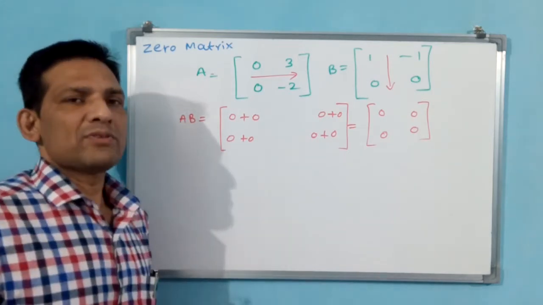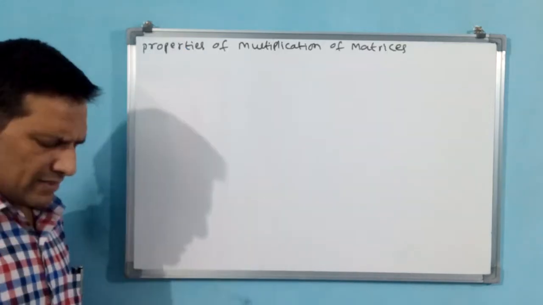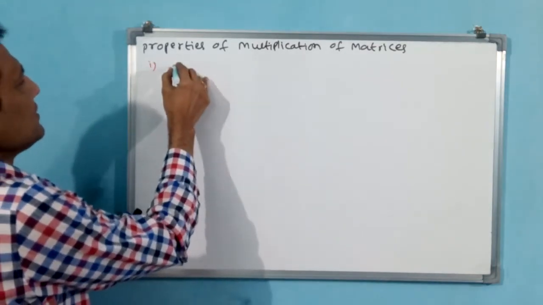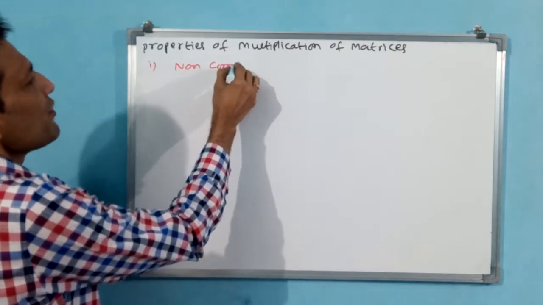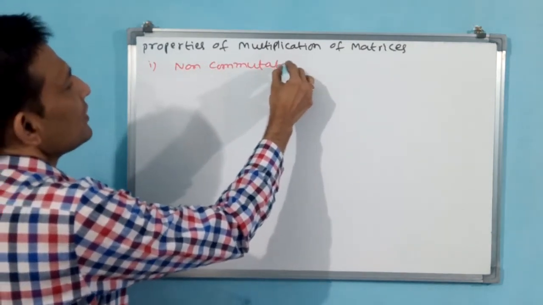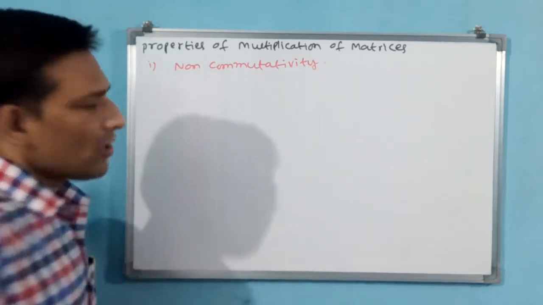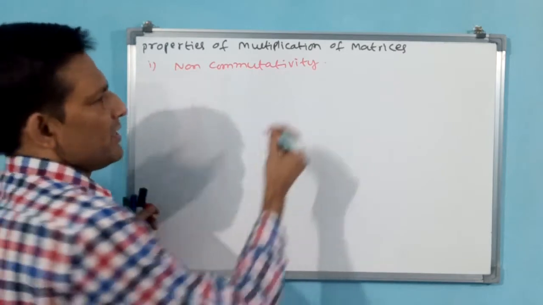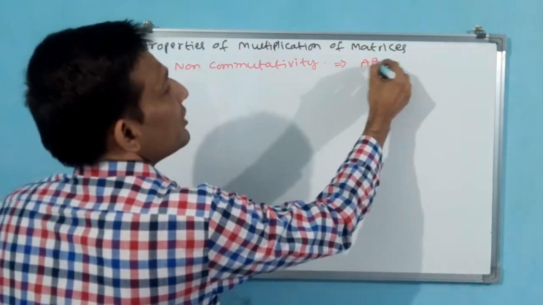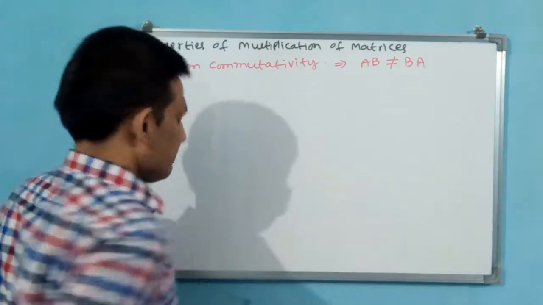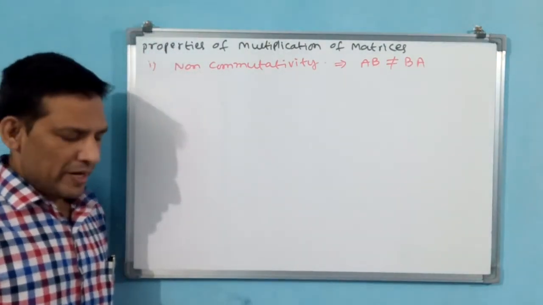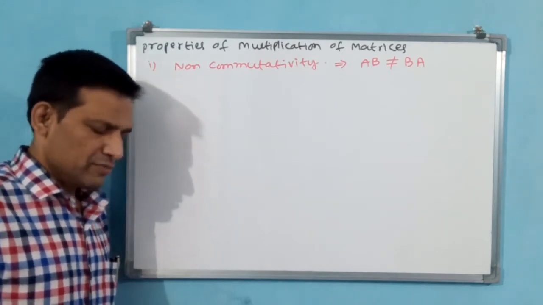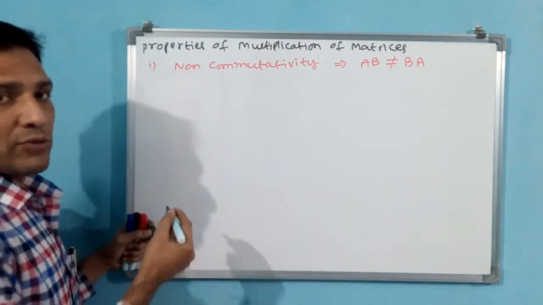Now let us go for the properties of multiplication of matrices. The first property we have seen: multiplication is non-commutative. Non-commutativity, non-commutative, or not commutative all have the same meaning. That implies AB is not equal to BA. This is the first property you have to keep in mind always. After commutative, associative will come.